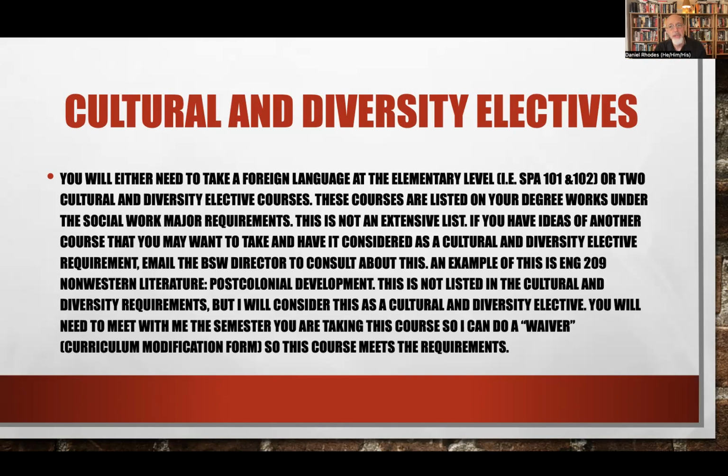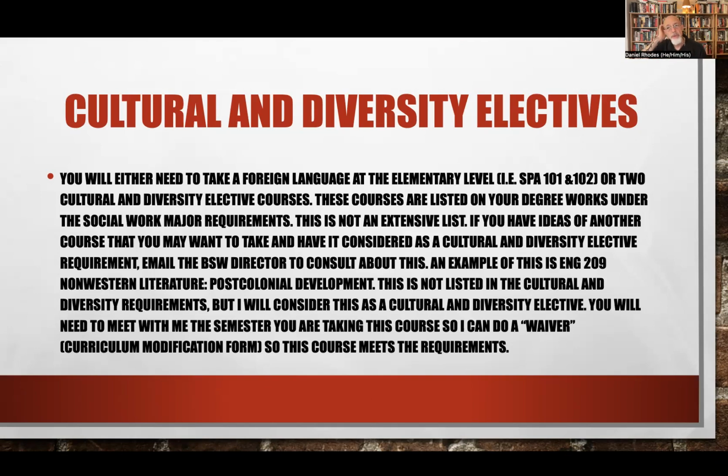I will work with students. If you transferred in from community college and you've only taken one semester of Spanish and it has it listed, the university will default to wanting you to take Spanish 102. We're not going to force you to do that. I just need to do a curriculum modification. You just need to meet with me, and then we can look at doing some updates and have you take a cultural and diversity elective course in its place. ASL, American Sign Language, counts towards the cultural diversity elective requirements. That list is not extensive. We need to update that list.